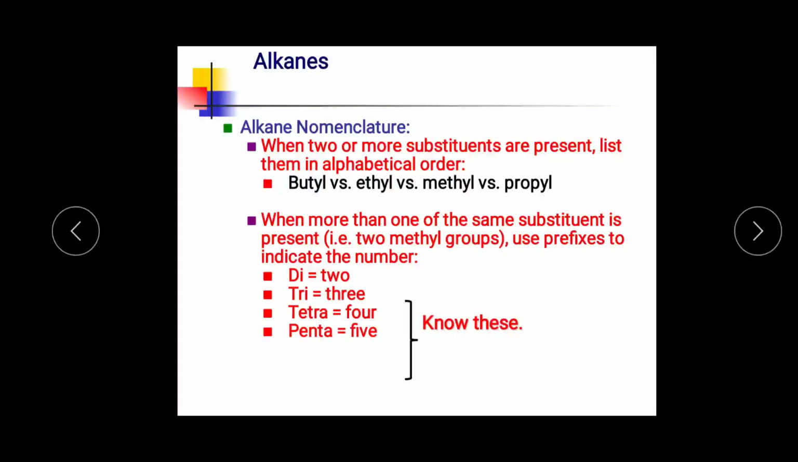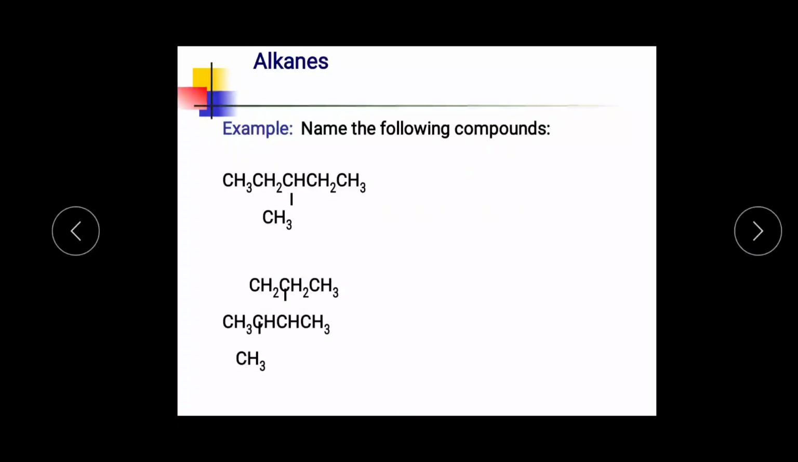When more than one of the same substituent is present, you indicate the following prefixes. But when arranging in alphabetical order, you are not going to ignore these prefixes. Di is 2, tri for 3, tetra for 4, and penta for 5. Okay. So name the following compounds.